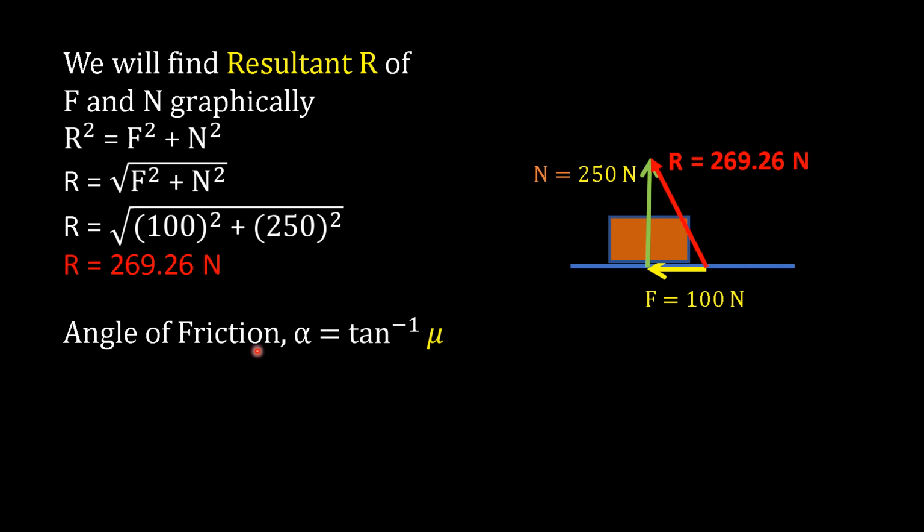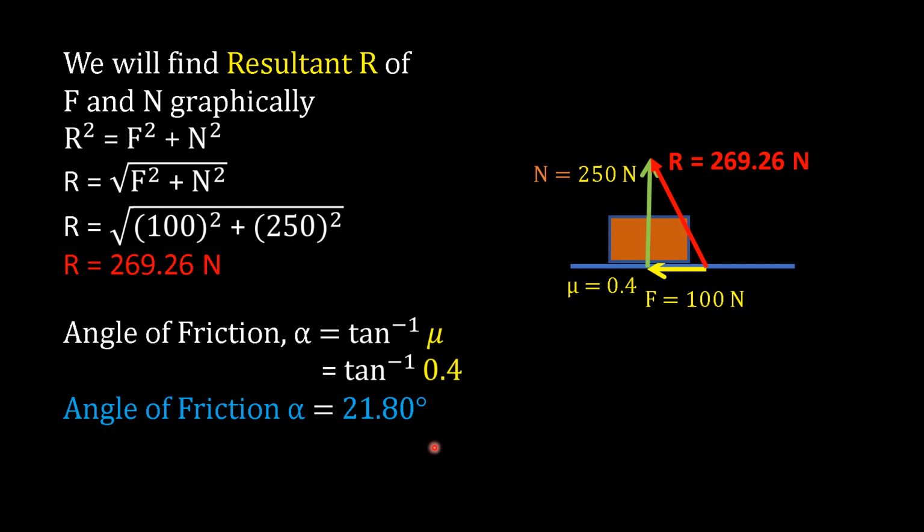Now we will find the angle of friction alpha, which is made by the resultant with the vertical or the normal reaction. We have alpha equals tan inverse of mu, which is the coefficient of friction, but coefficient of friction mu is 0.4 given. So tan inverse of 0.4, which gives us angle of friction alpha equals 21.80 degrees, which is this angle.